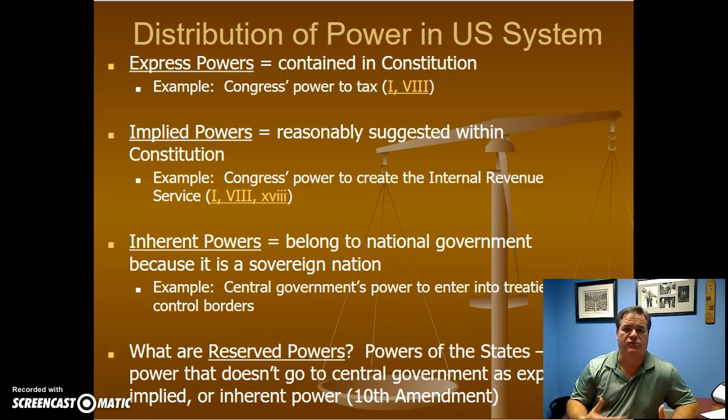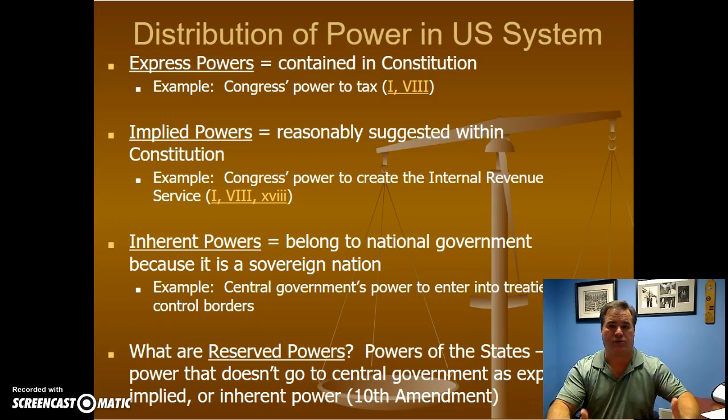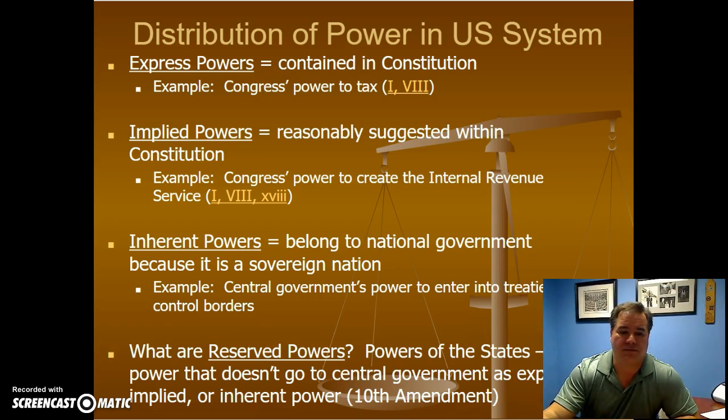Inherent powers belong to a national government because it's sovereign. It's independent, so it can conduct foreign policy. Reserved powers are those powers reserved. They're the bucket, the power bucket, remember? They're the powers that the people don't give away to the state.